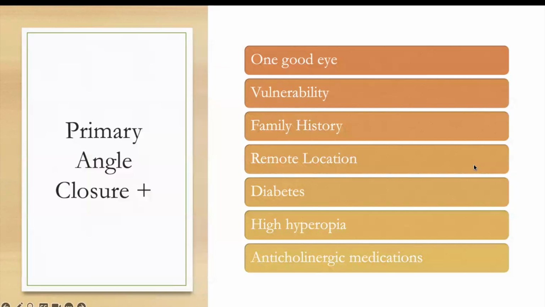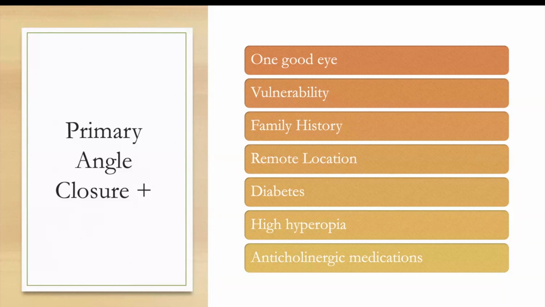So the PACS plus criteria, so primary angle closure plus, these are all patients who you might consider doing a PI or a lens extraction, despite no glaucomatous damage. So if you're thinking about a patient who has only one good eye and you're trying to preserve the vision in that eye, are they a vulnerable adult? Is this somebody who's not going to be able to present to healthcare easily? Is this someone who's not going to be able to vocalize their symptoms easily?